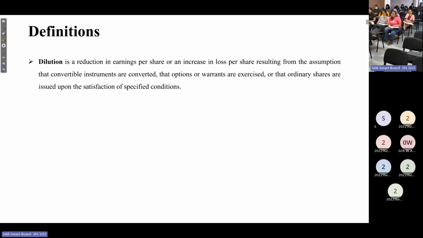If there are such potential ordinary shares, we need to check whether there is a dilution or anti-dilution.